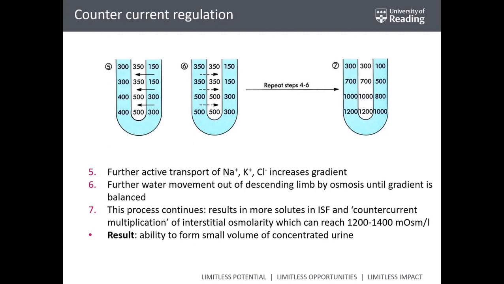Further transport of sodium, potassium, and chloride from the ascending limb into the interstitium concentrates the content of the interstitium while diluting the content of the ascending limb, because water cannot flow through the tight junctions in the ascending limb from the ascending limb into the interstitium. Further water movement out of the descending limb brings osmotic balance between the descending limb and the interstitium, and the process is repeated until it reaches saturation.